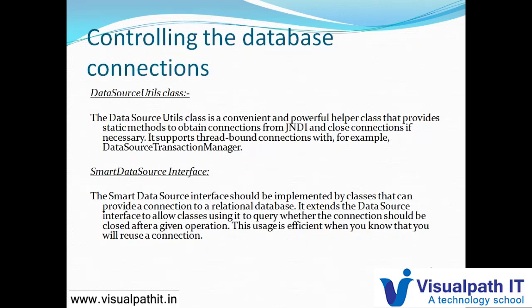Next is how we are controlling the database connections. There are very many ways to establish database connections using Spring. So let's discuss how we are using the classes and interfaces of the org.springframework.jdbc.datasource package to obtain the connection with the database. One way is by using the DataSourceUtils class. This class is a convenient and powerful helper class, which provides static methods to obtain connections from JNDI and close the connections also if necessary.